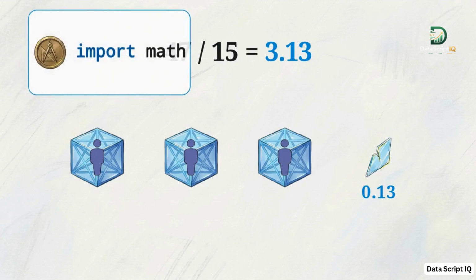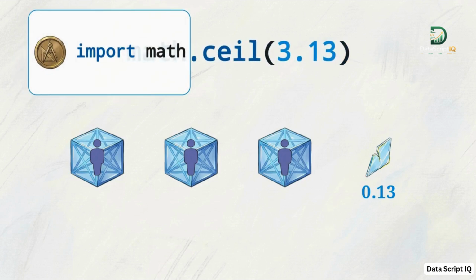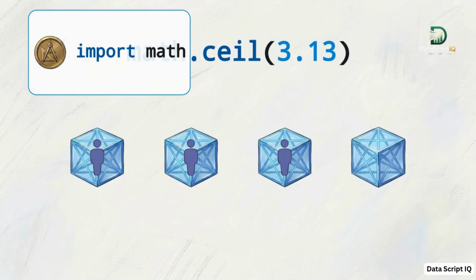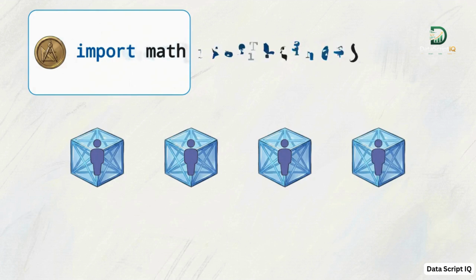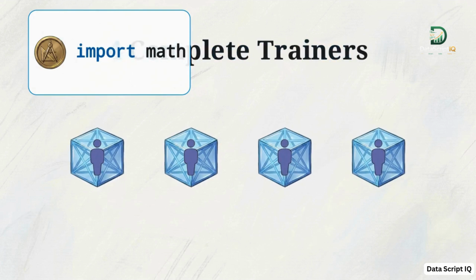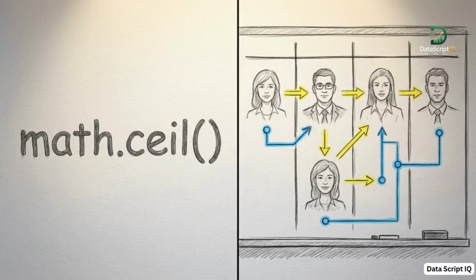To handle this, add import math to your script. We use math.ceil to always round up to the nearest whole integer. This snaps the fractional requirement to a full unit, ensuring 4 complete trainers for the students. Applying specific functions like ceiling allows you to align your code with real-world physical constraints.